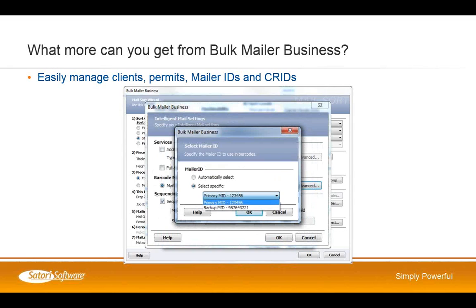If you do, for some reason, want to go through and only use a specific mailer ID for a job, you're really certain that you want to be using a specific mailer ID, then you can go into the advanced settings in the Intelligent Mail page and select a specific mailer ID to use for that job.